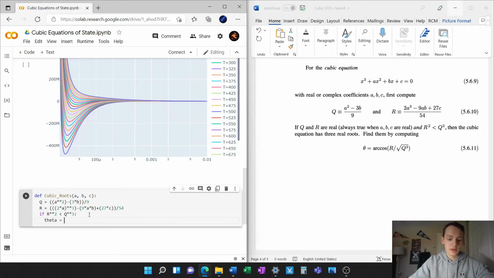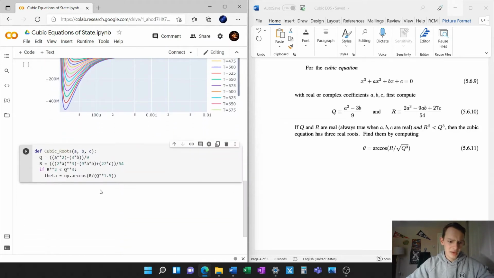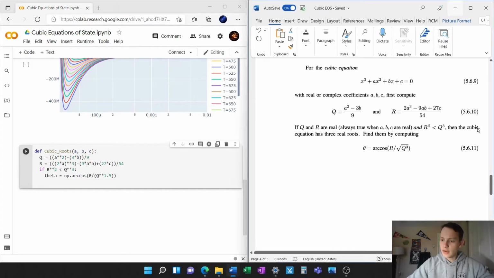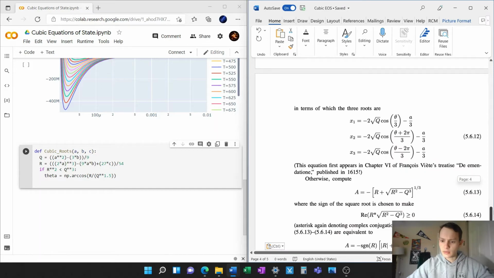Well, we're going to have theta equals arc cosine r over the square root of q cubed, which is q to the 3 over 2, so we could do q to the 1.5 power, and I forgot we need to use numerical Python for that, so np. Now where is that, it should be way up here. Yep, import numpy as np, just making sure I have it. Okay. And what are we going to do next? Well, what we're going to do next is use that theta value in finding these roots.